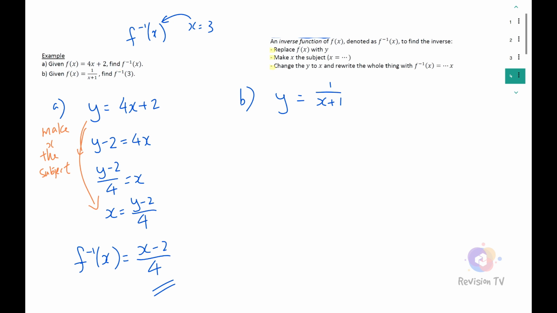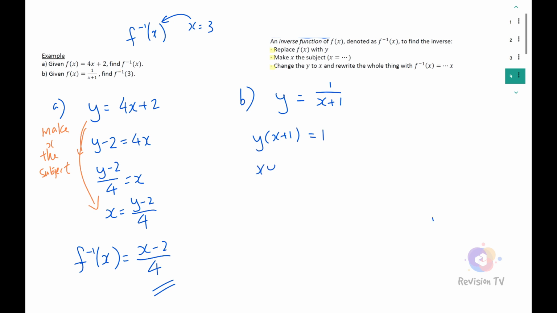To get rid of the x plus 1 denominator, we have no choice but to multiply the left hand side. So y bracket x plus 1 equals 1. It really tests your understanding of whether you can make x the subject in different scenarios. If you don't remember how to make x the subject, you can go back to either the grade 5 topic, or there's another grade 7 topic, rearranging harder formulae.